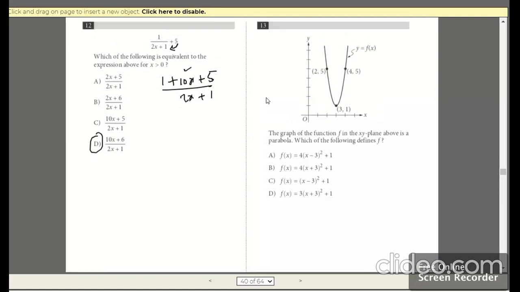Moving on to question number 13. We have a parabola again. The graph of the function explained by numbers is a parabola. Which of the following defines f? We know the vertex form of the parabola equation: y equals a times x minus h whole squared plus k, and this is the vertex point, the center h comma k. So this is your h and this is your k, and in order to get the value of a, we definitely know it is going to be positive. The reason being, as it opens upward, if it opened downward then it would have been negative.